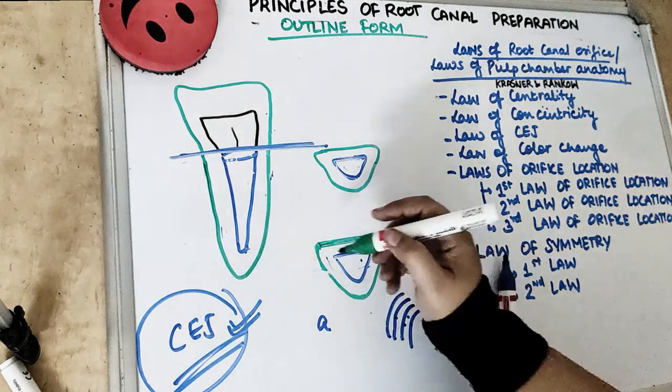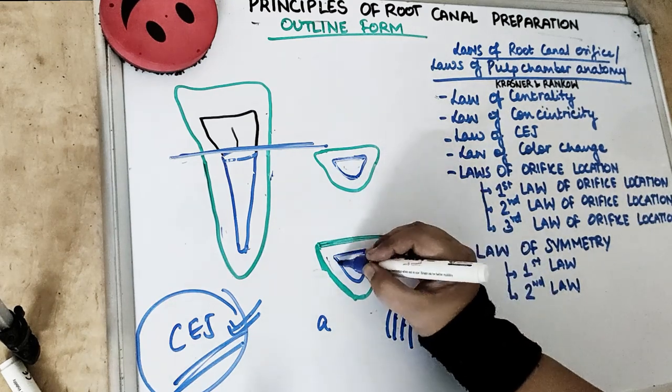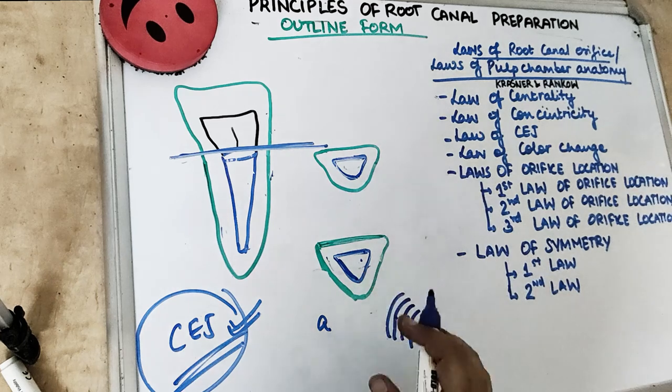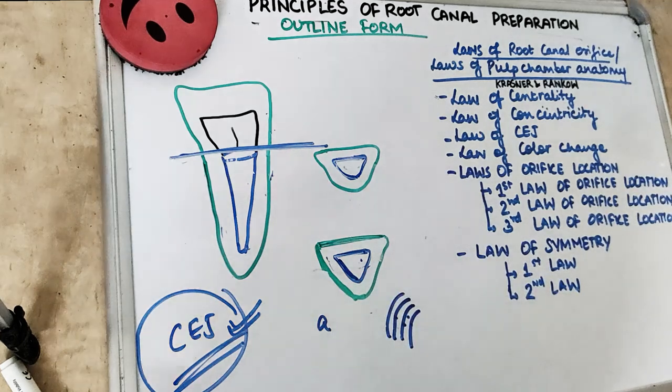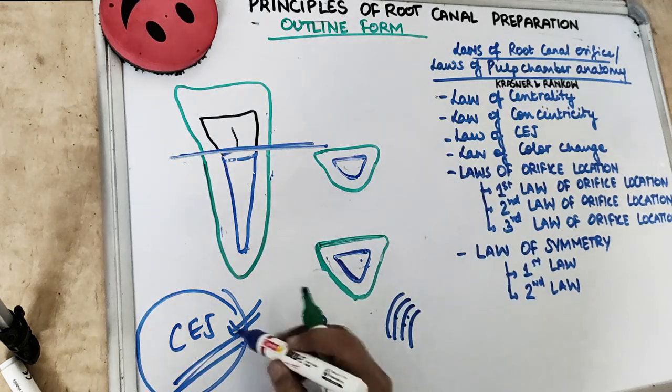Now you can see that this is also the law of concentricity, because these are concentric and all parallel. So the wall of the pulp chamber is always going to be concentric to the external surface of the tooth, again at the level of our CEJ.